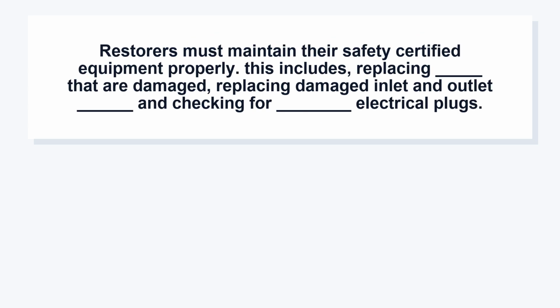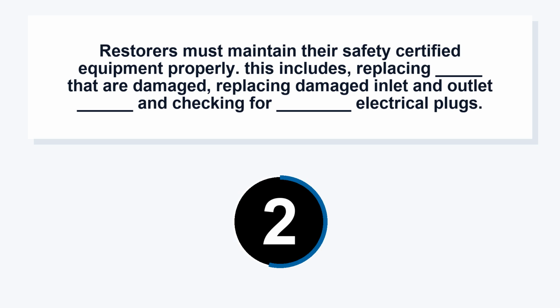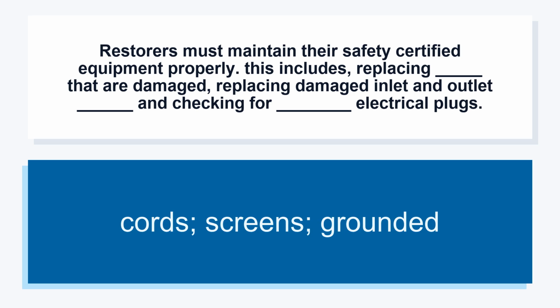Restorers must maintain their safety certified equipment properly. This includes replacing cords that are damaged, replacing damaged inlet and outlet screens, and checking for grounded electrical plugs. Cords, screens, grounded.